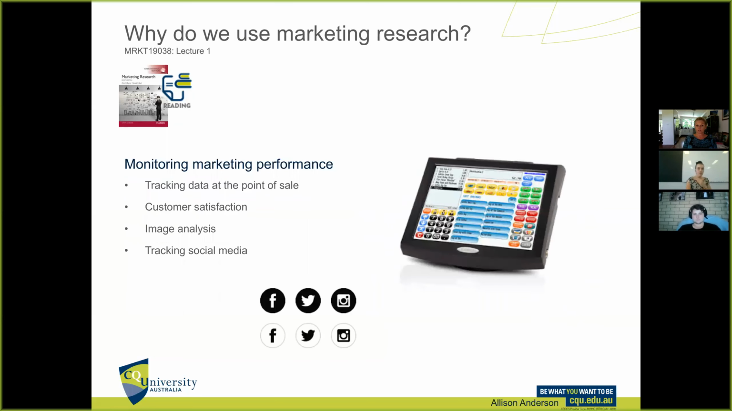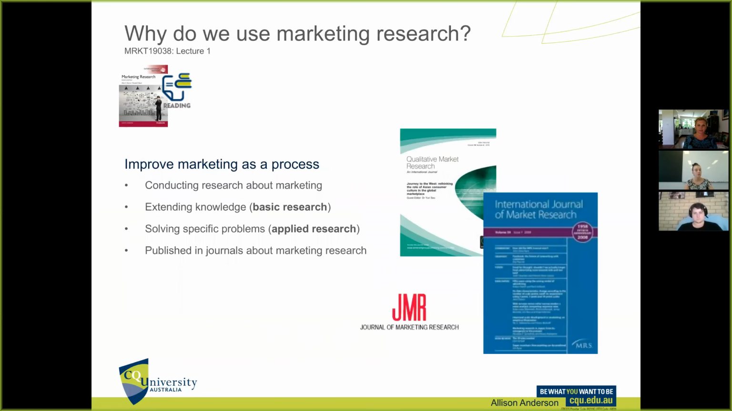Okay. Monitoring marketing performance is usually done through tracking data at the point of sale. So, you know, all the POS machines, there's a lot of information in there: what people are buying, how often, where, when, customer satisfaction, image analysis and tracking social media. So they're the key ways that people tend to monitor how they're going at this point in time.